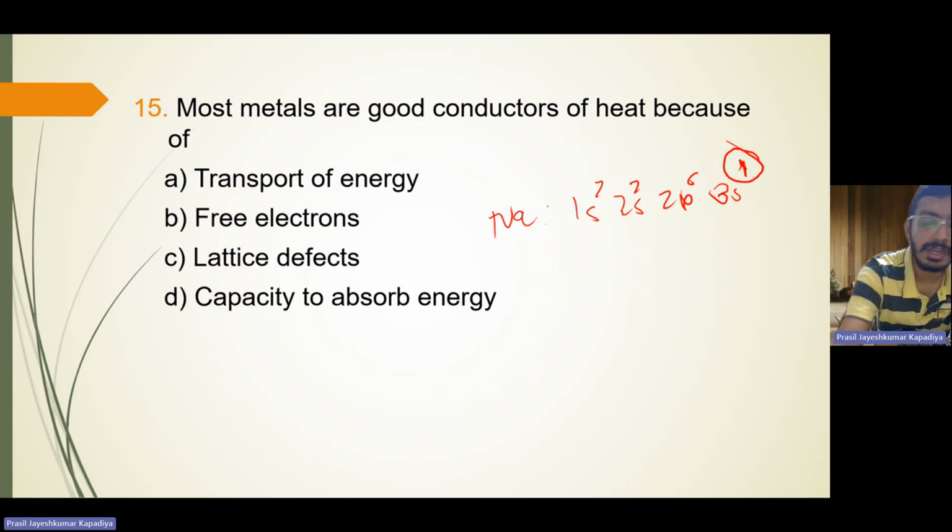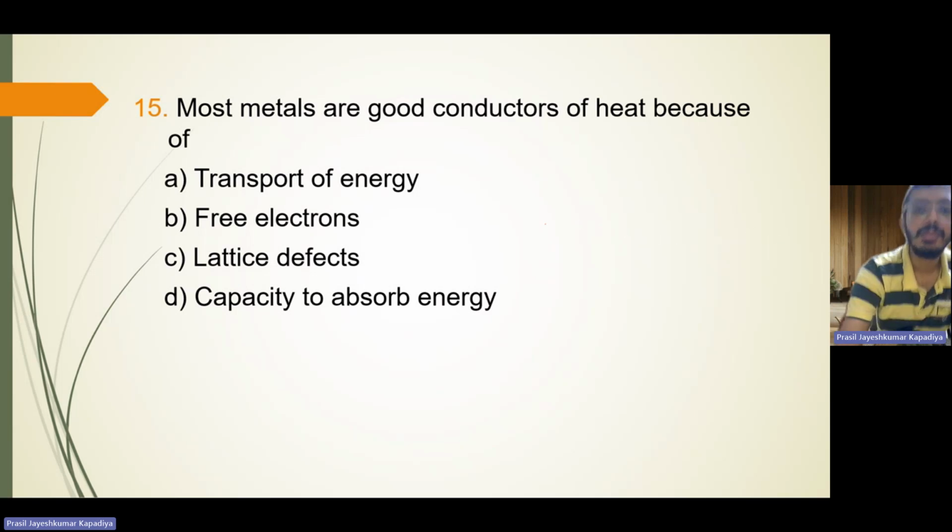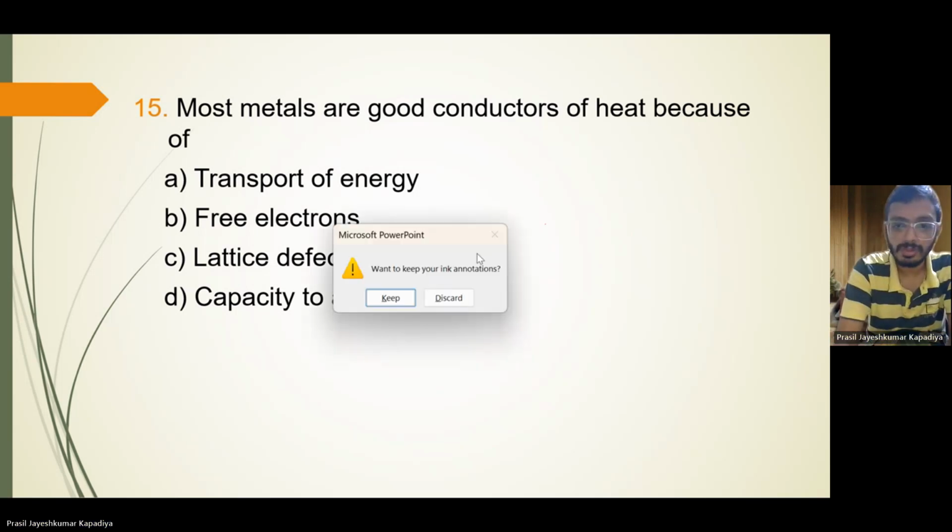This is just sodium. We can take more examples, magnesium, aluminum. Aluminum is mostly used as an alloy, but aluminum has 2s2 and 3s2 and 3p1. So they are having free electrons. Because of the availability of free electrons in most of the metals, free electrons carry the heat. So because of that, those are good conductors of heat. So our correct answer is B, free electrons.